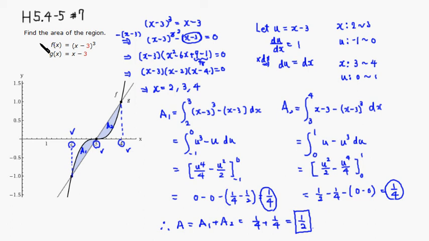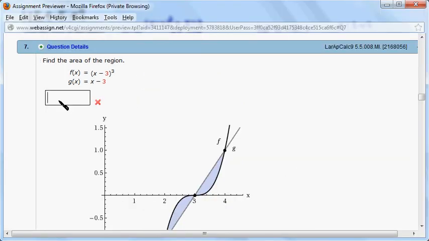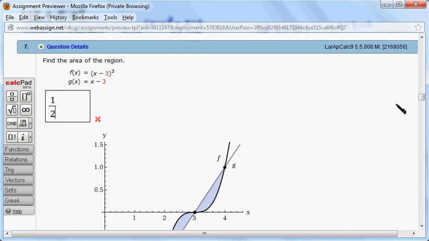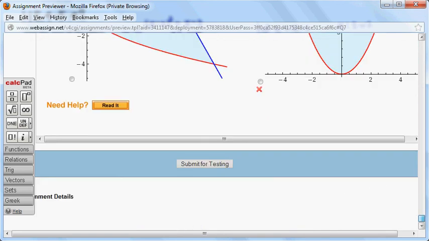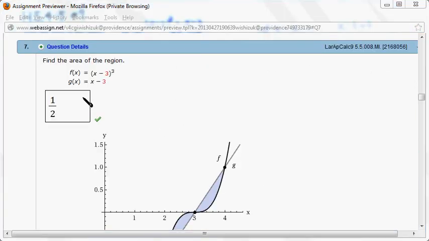All right, so let's type it in. The area is 1/2. Let's check the answer. It came back and looks like we got this one correctly. That's it. I hope that this was clear.